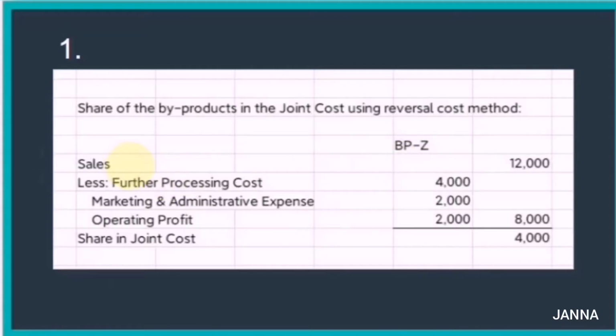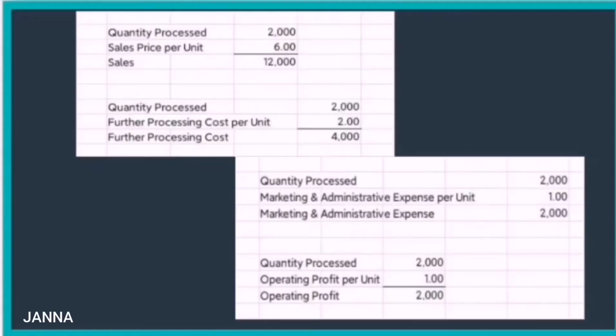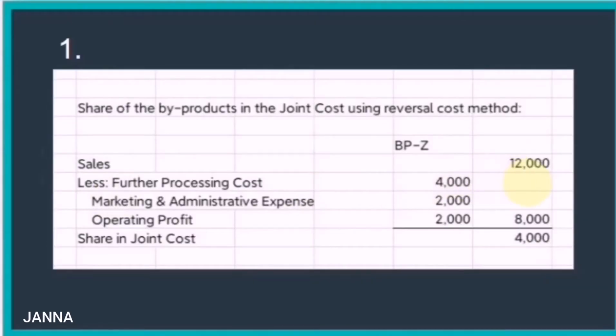So sales, paano ito nakuha na 12,000? Quantity process, sabi sa problem, 2,000 units. Sales price per unit is 6 pesos. So, minultiply lang po natin to arrive with the sales na 12,000.